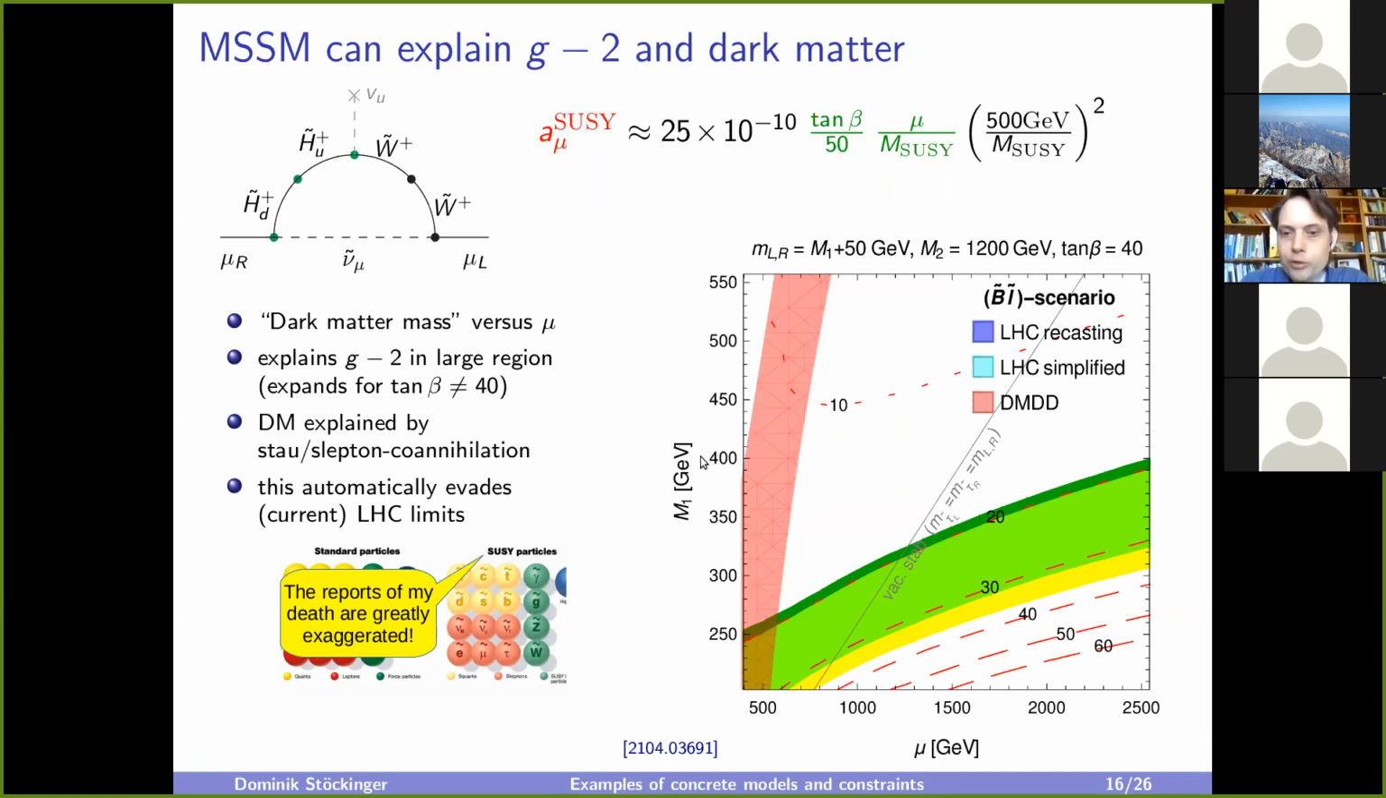And so here I show you one example plot from our study. And in this plot, you see on the y-axis M1, the Bino mass, which is here the dark matter mass. So it's a Bino-like LSP that we have here. On the other axis, we plot the Higgsino mass mu, which is very interesting. And you see the green area is the region where g-2 is explained. And we fix tan beta to 40. But if we change tan beta, then the green area would even expand further.